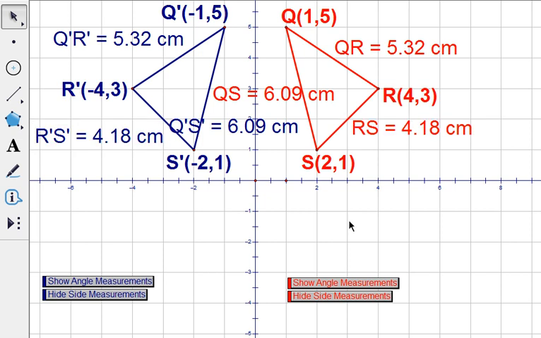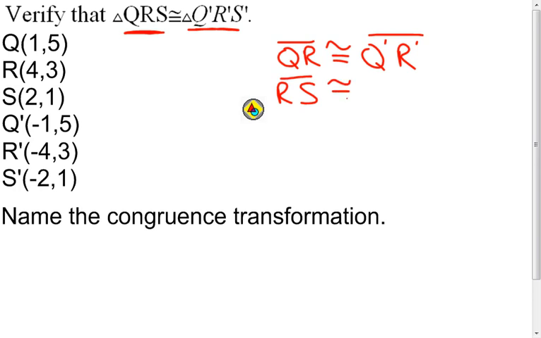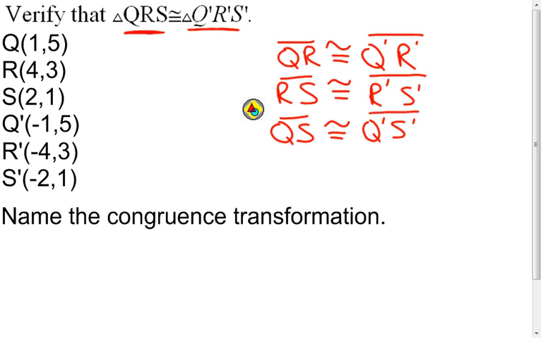Which I'm going to come back here then, and being I have to verify that these two triangles are congruent, I want to state everything that I had over there. I'm going to say that segment QR is congruent to segment Q prime R prime. I'm going to say that segment RS is congruent to segment R prime S prime. And I'm going to say that segment QS is congruent to segment Q prime S prime. So I've taken care of the 3 sets of sides that need to be congruent.